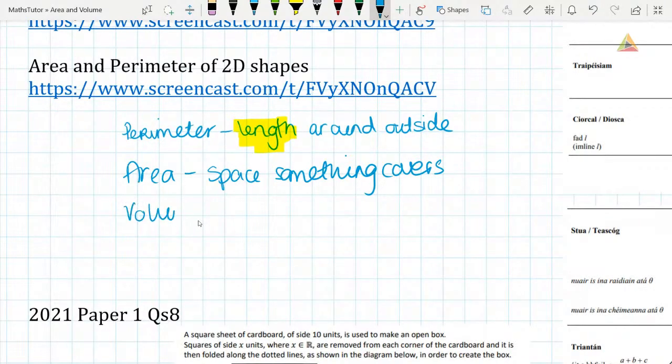And the third thing that we're going to have then are volumes. And when we're dealing with volumes, we're talking about how much space something takes up.